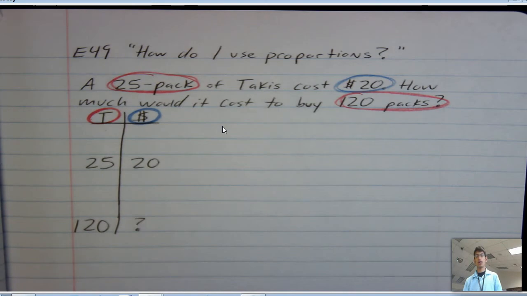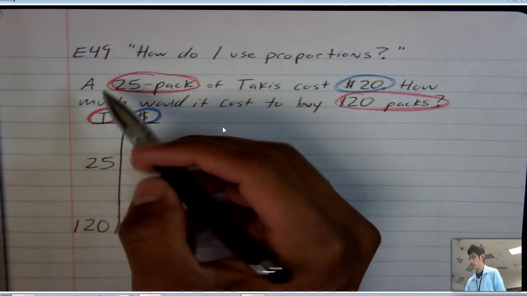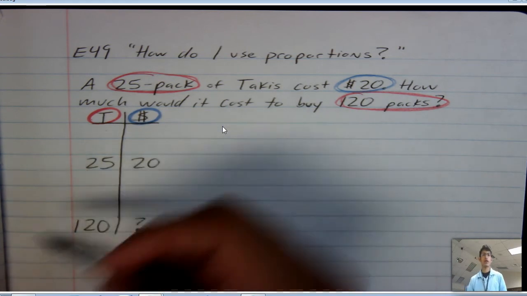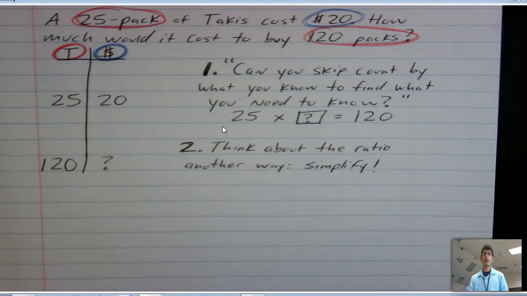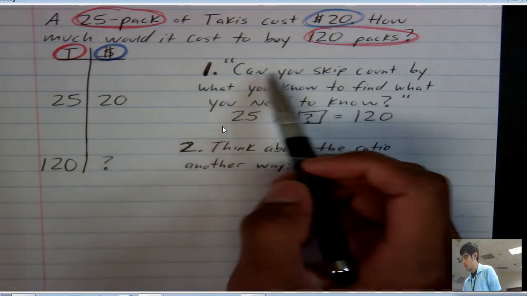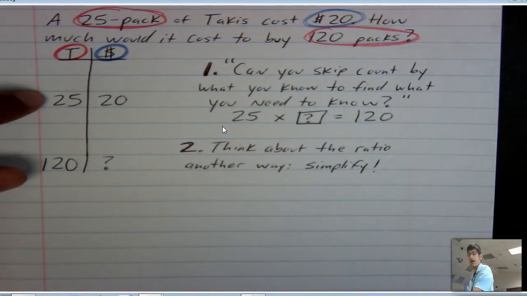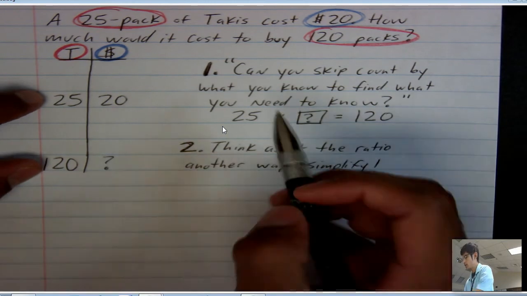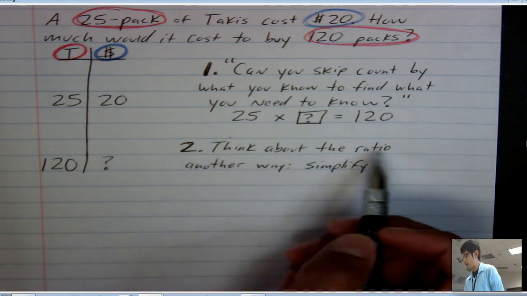The first thing I told you guys in class is to look, can you skip count by what you know to what you need to know? Can I skip count by 25s to reach 120? No, I can't. If that happens, you got to think about it another way. So I'm going to write down my steps here. I wrote down the question: can you skip count by what you know to find what you need to know? I know 25 and I want to know 120. Is 25 times something equal 120? I'm going to say no, it would be a fraction or a decimal.